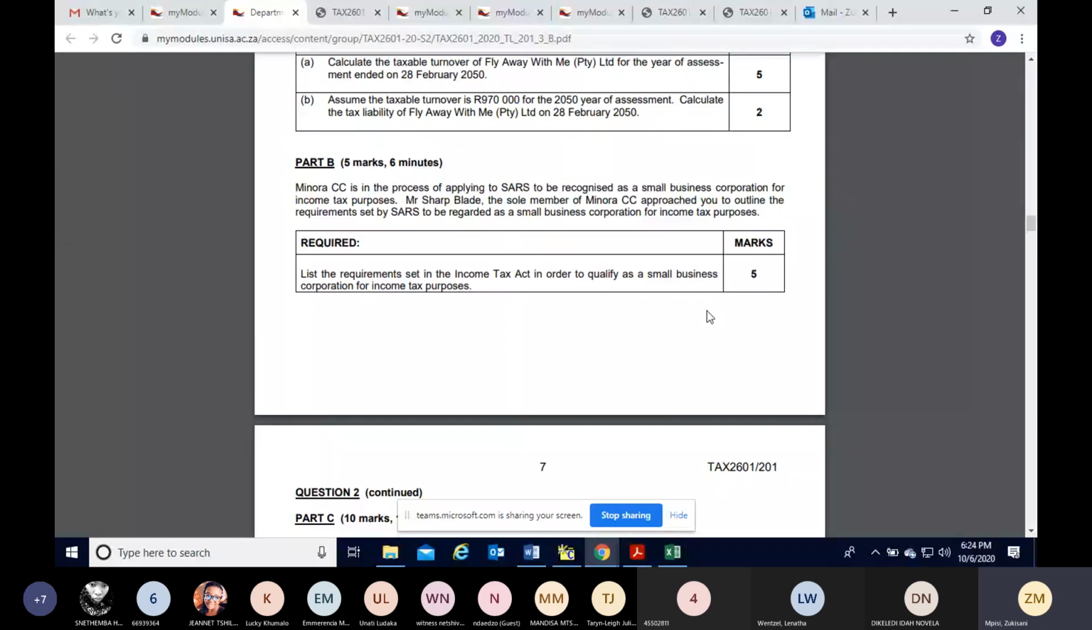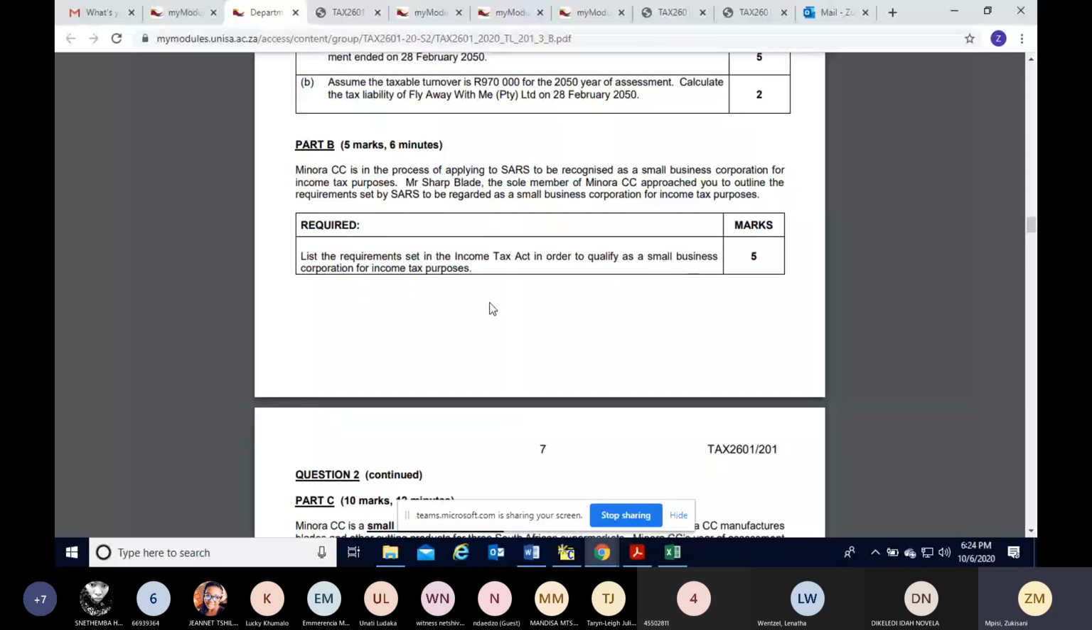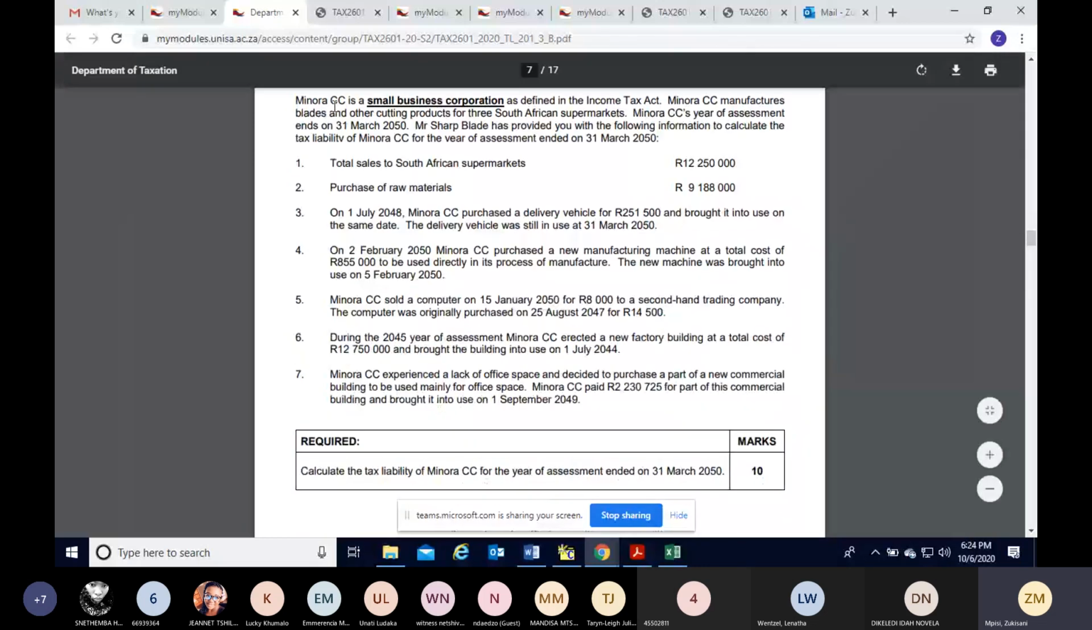So we have covered these things where we say the gross income must be less than 20 million. We've said that the shareholders must not be natural persons. They must not have other interest, and you've got most things that are covered in terms of a small business corporation. You can also refer to the notes that I've uploaded when we covered each taxpayer. So in this case, you are told Minora CC is a small business corporation.